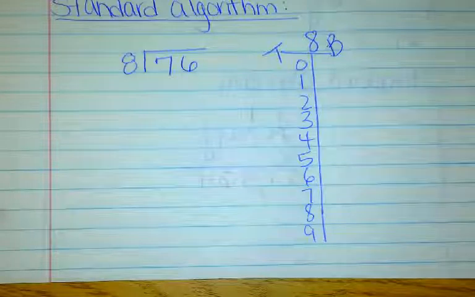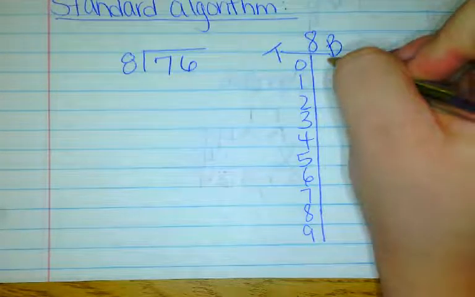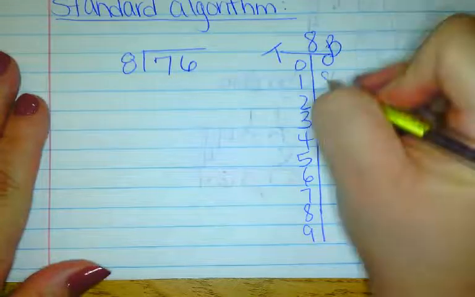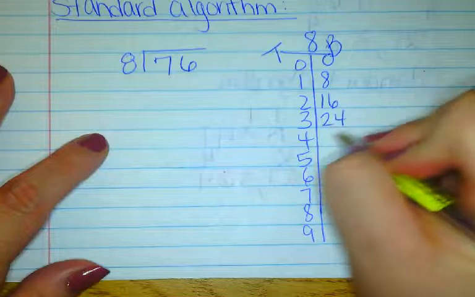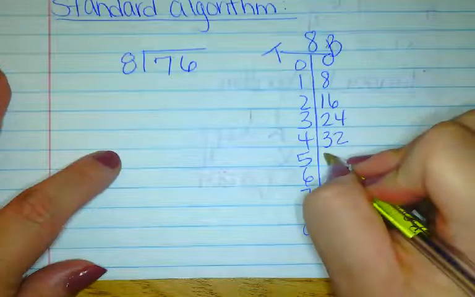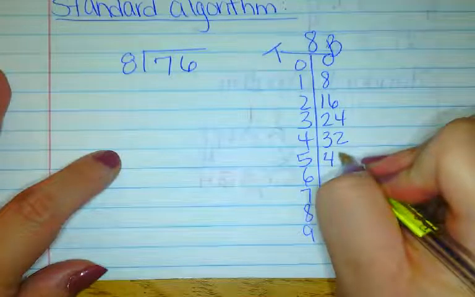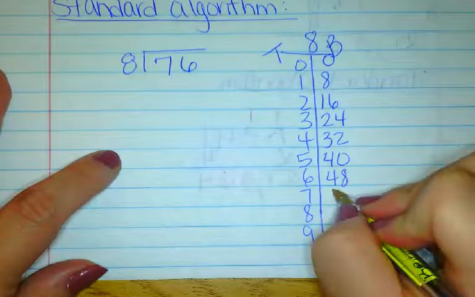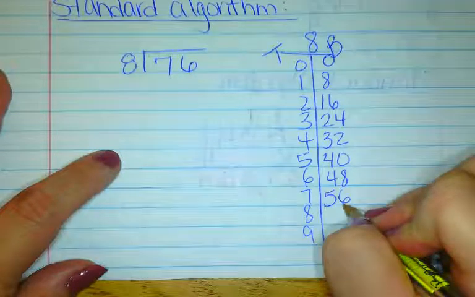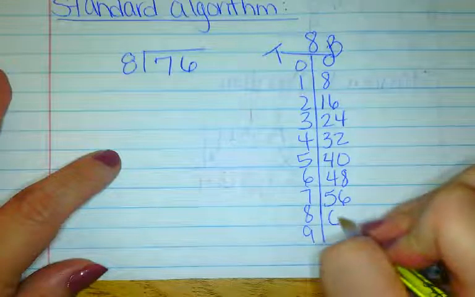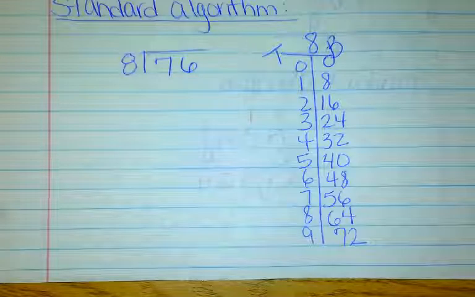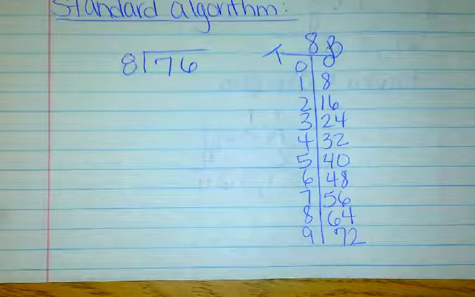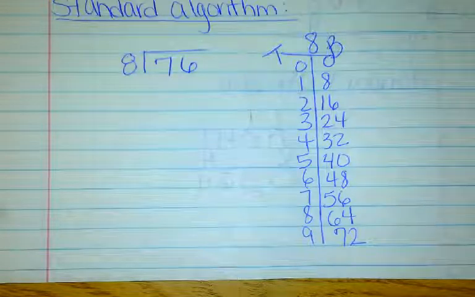Okay, 0 times 8? 0. 0 times 1? 8. 16, very good, keep going. 24. 32. 40. 48. 56. 64. 72. Very good. I can tell that Haida and Jose know their tables, and that's helping them to do it a lot faster.